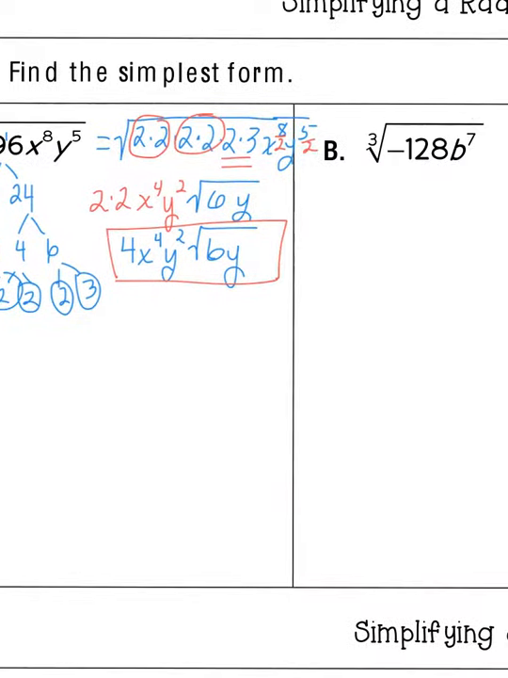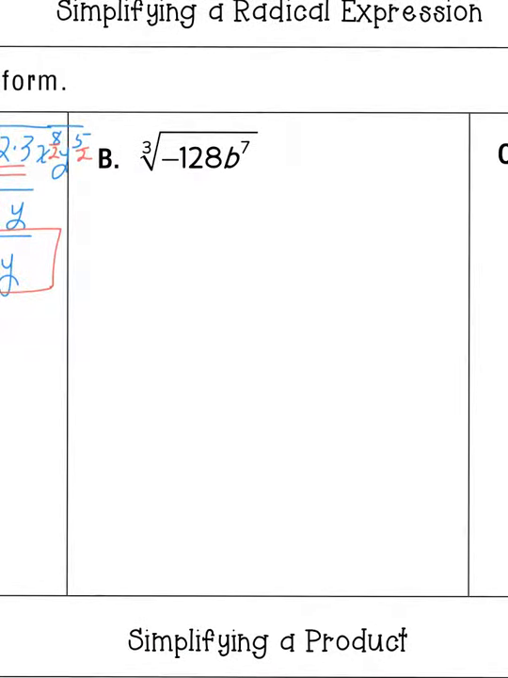Okay, so then let's look at B. So B is an odd root. You can take an odd root of a negative. So when I factor this out, I'm going to factor the negative out. So I've got negative 1 times 128, and then 128, I know 4 goes in there 32 times, and 4 is 2 and 2, and you need to get used to the fact that 32 is 2 to the 5th. There are 5 2's in 32. So that means that we have 7 2's altogether in 128.